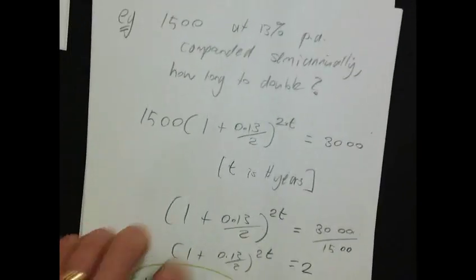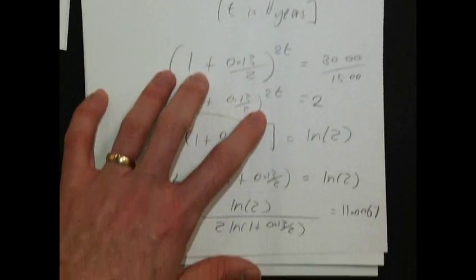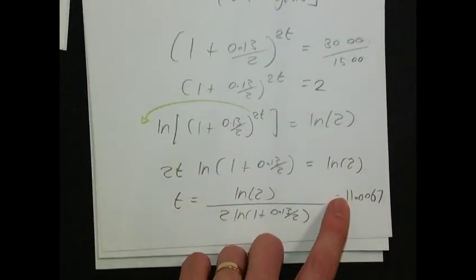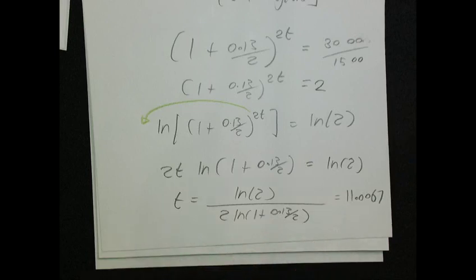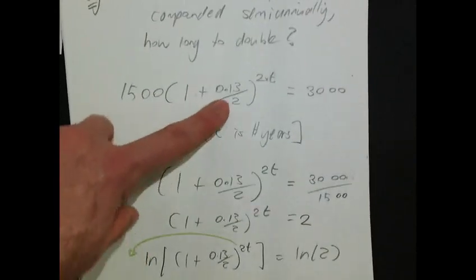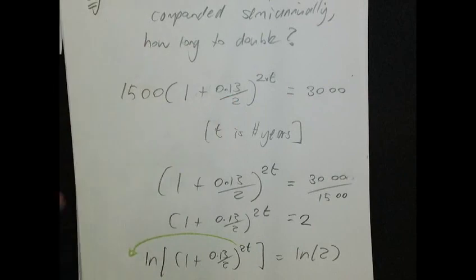Yeah, so I could have just put the T there without the 2, and then it would have come out as 22, which is 22 half years. But you always have to put the divide by 2 at this stage. That's important.